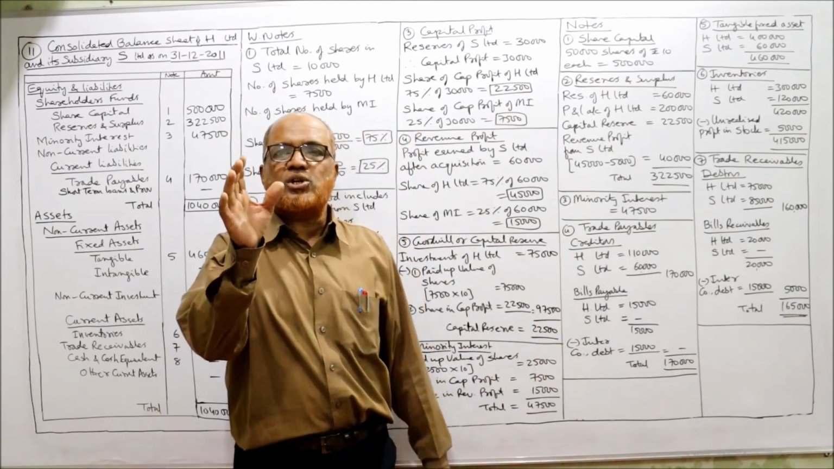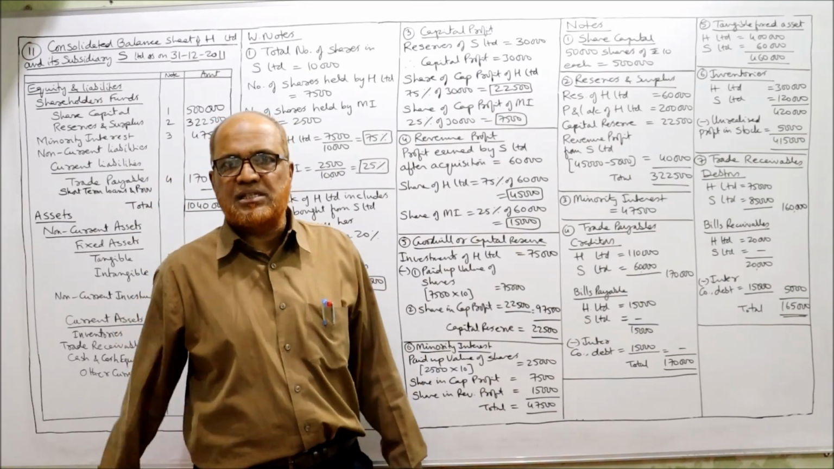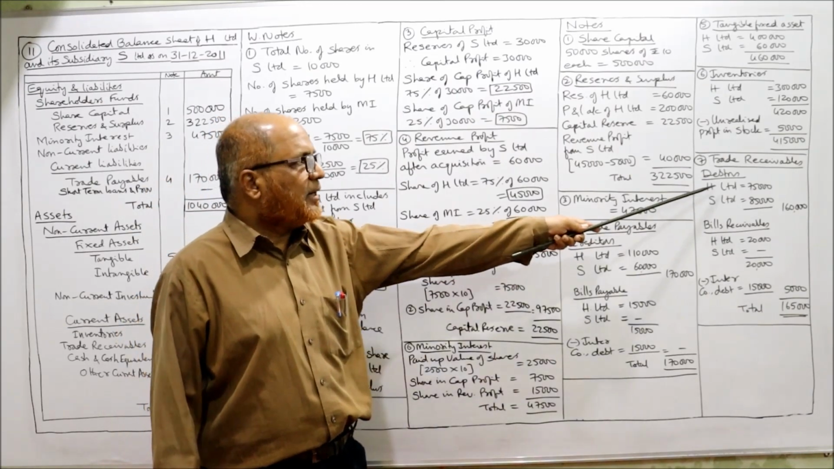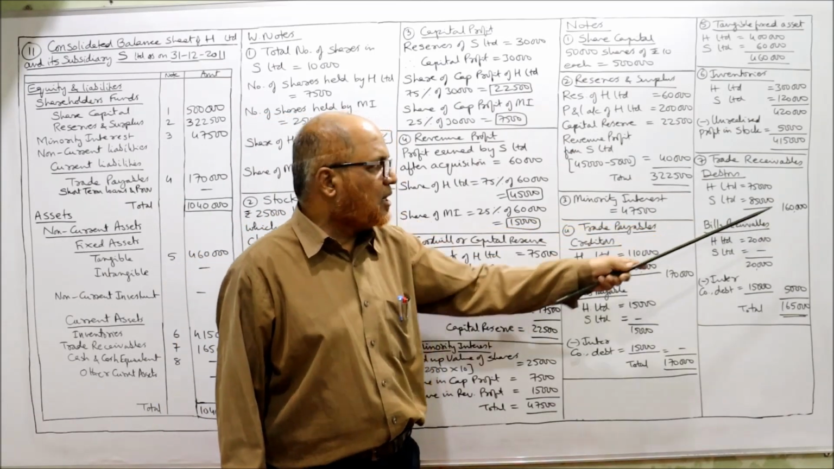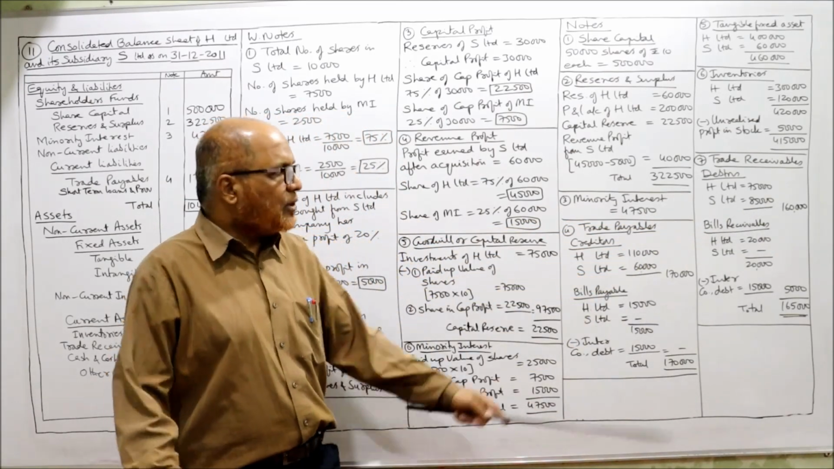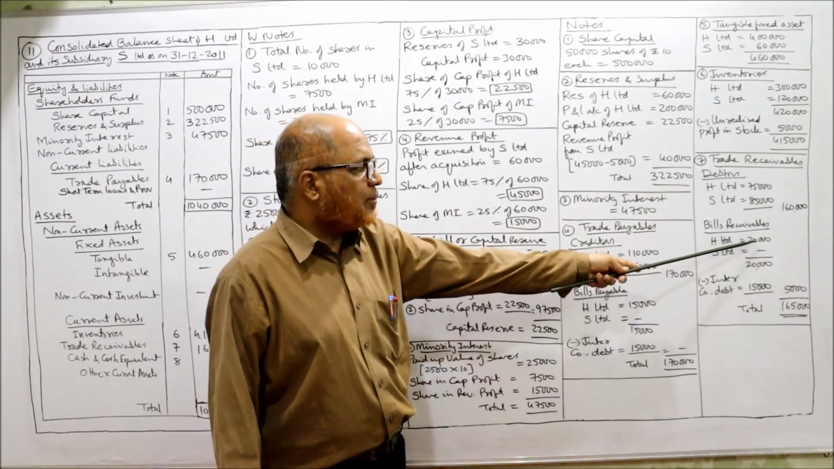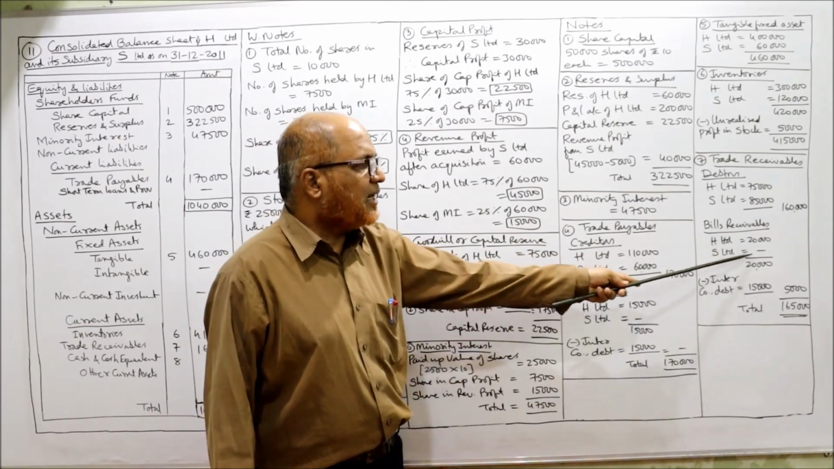Now trade receivable. Trade receivable consists of debtors and bills receivable. Simply add up the debtors of H Limited and S Limited. Both the debtors add up to 1,60,000. Bills receivable: you see, bills receivable of H Limited is 20,000, S Limited nil.